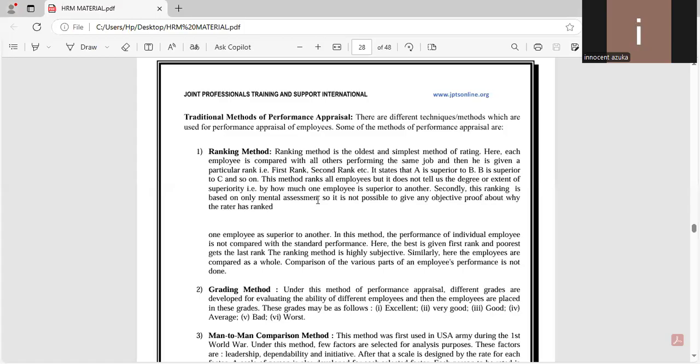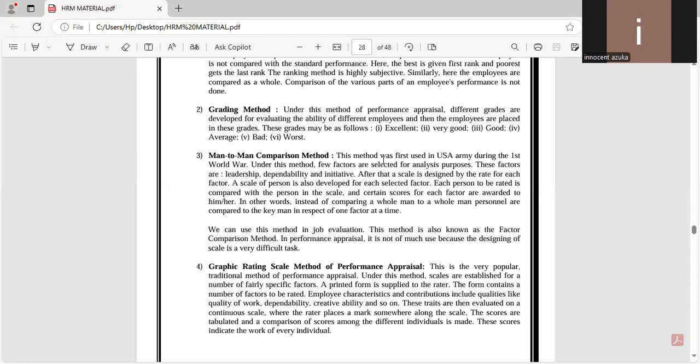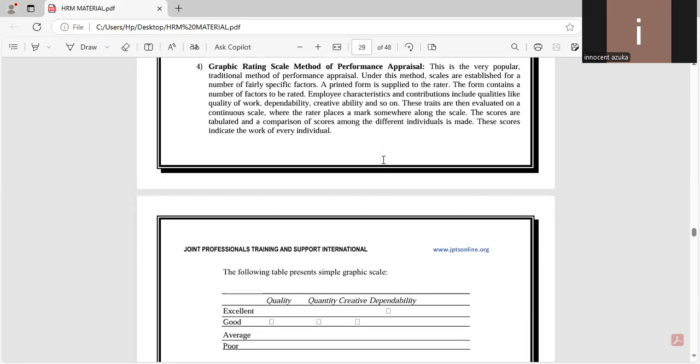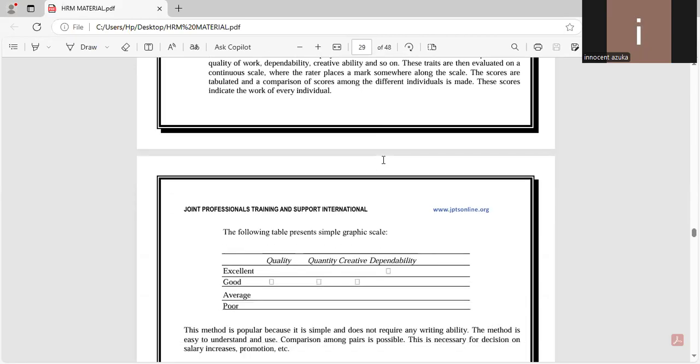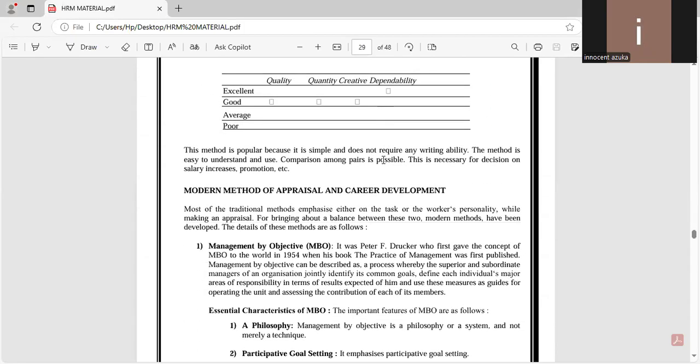Ranking method, grading method, man-to-man comparison method. These are old patterns, old methods. Individuals or employees can be rated, so graphic rating scale methods of performance are present. You can grade it based on excellent, good, average, or poor.